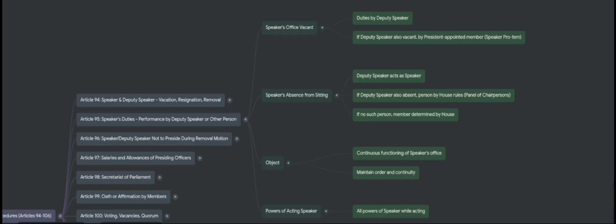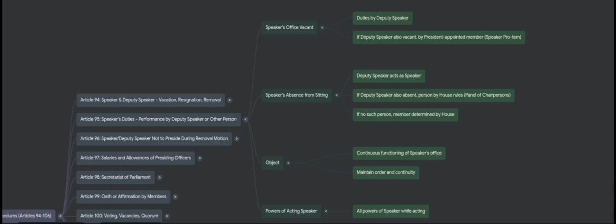So, first scenario. The Speaker's office is actually vacant, say due to resignation or removal. Who steps up? Is it a direct line of succession? Yes, the Deputy Speaker automatically performs those duties. That's the first port of call. But what if the Deputy Speaker's office is also vacant? That's when the President steps in. The President then appoints a member of the House for this specific temporary purpose. And this brings us to the crucial, albeit conventional, role of the Speaker pro tem.